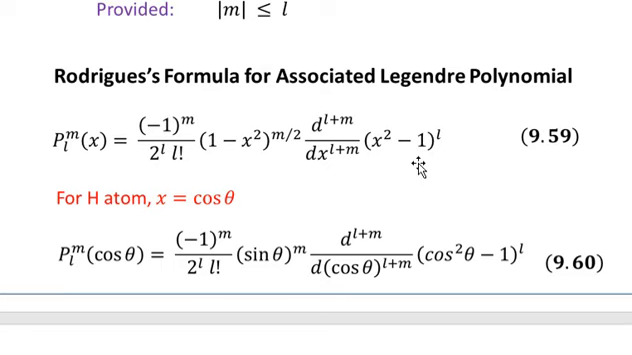So for the hydrogen atom, you can simply replace x by cos of theta, and the simplified result is shown in equation number 60. So this associated Legendre polynomial for the case of the hydrogen atom is shown in equation number 60. PLM of cos theta is equal to minus 1 raised to the power m divided by 2 raised to the power L times L factorial, multiplied by sine of theta raised to the power m, and multiplied by the L plus m-th order derivative d over d cos theta, operating on cos square theta minus 1 raised to the power L.